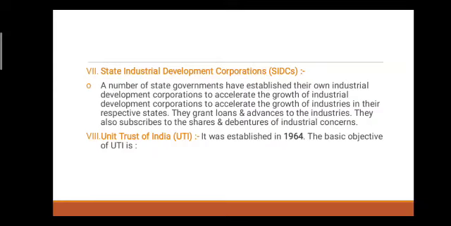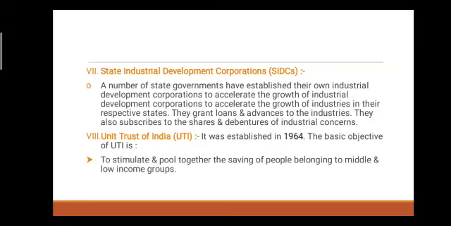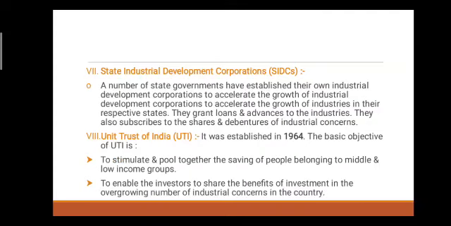8. Unit Trust of India (UTI). It was established in 1964. The basic objective of UTI is to stimulate and pull together the savings of people belonging to middle and low income groups, to enable the investors to share the benefits of investment in the ever-growing number of industrial concerns in the country.